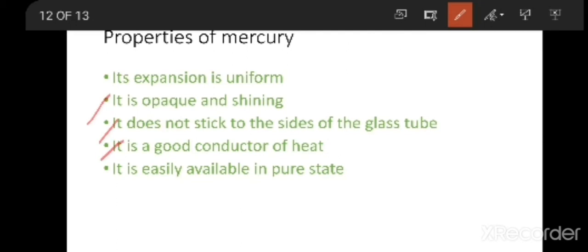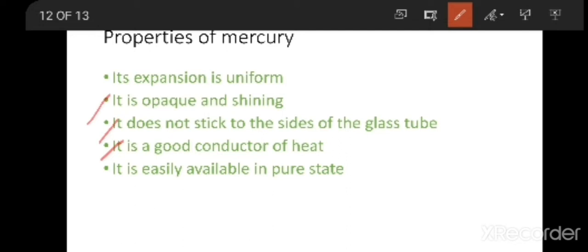And mercury is a good conductor of heat. See, any liquid, if it has to rise, if it has to expand, first it has to absorb the heat. When I place the thermometer in our body, if our body temperature is high, first the liquid should have the capacity to absorb the heat. If at all it is going to absorb the heat, then only it is going to rise, and it will give you some reading.